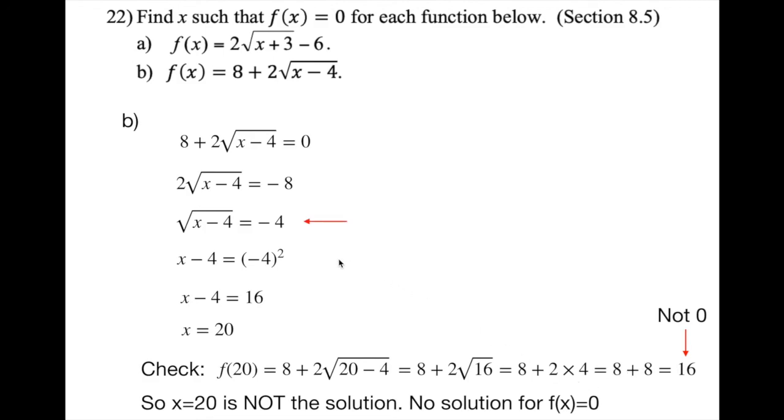If you look at this step, you may already see that there is no solution for this f(x) equal to 0, because the square root is negative 4. Square root cannot be negative. So for this one, there is no solution for x. But for other equations, you may not see that clearly. So that's why you always need to check by plugging your solution into the original equation. So it's necessary.